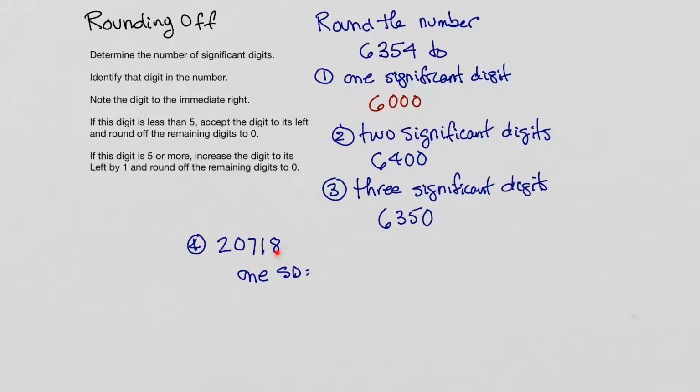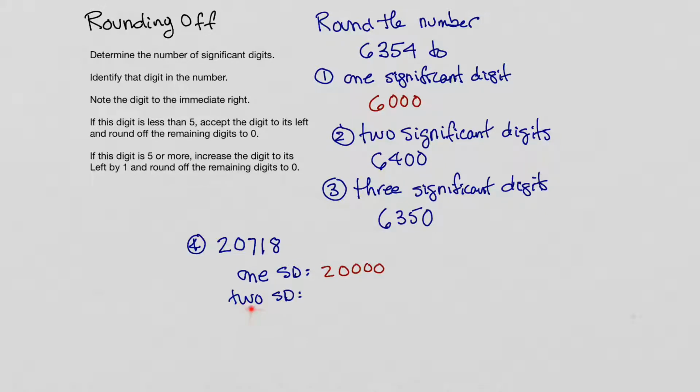Let's round this one to one significant digit. Starting from the left, we'll have a 2. So look immediately to the right. It's below 5. So I'll just drop everything else here. Not really drop, I'll round them off to 0. So we're just going to have a 2 here. So this is just going to be 2, 0, 0, 0, 0.